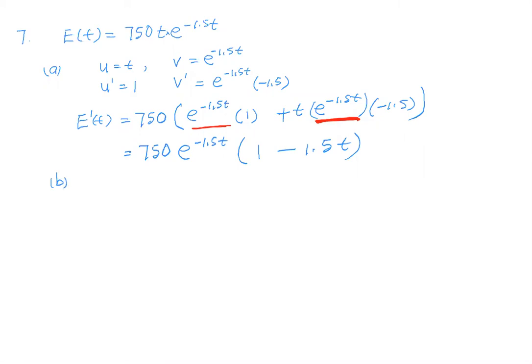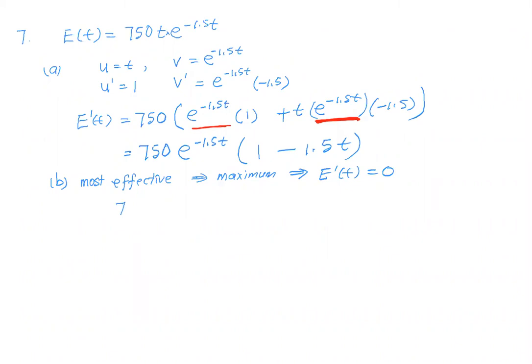Part B. They say, at what time is the anesthetic most effective? Most effective means maximum. This implies E double prime T equal to 0, correct? You get all this? They will give you 1 mark. You understand how to find maximum.